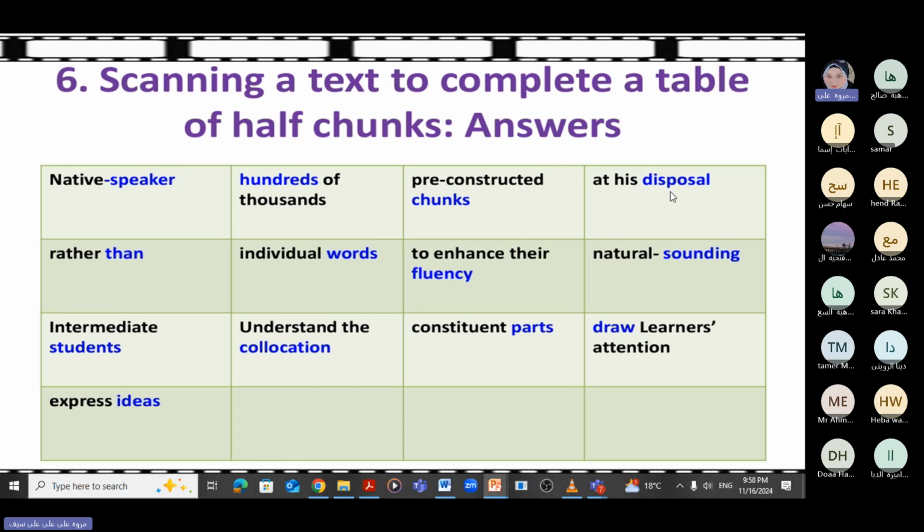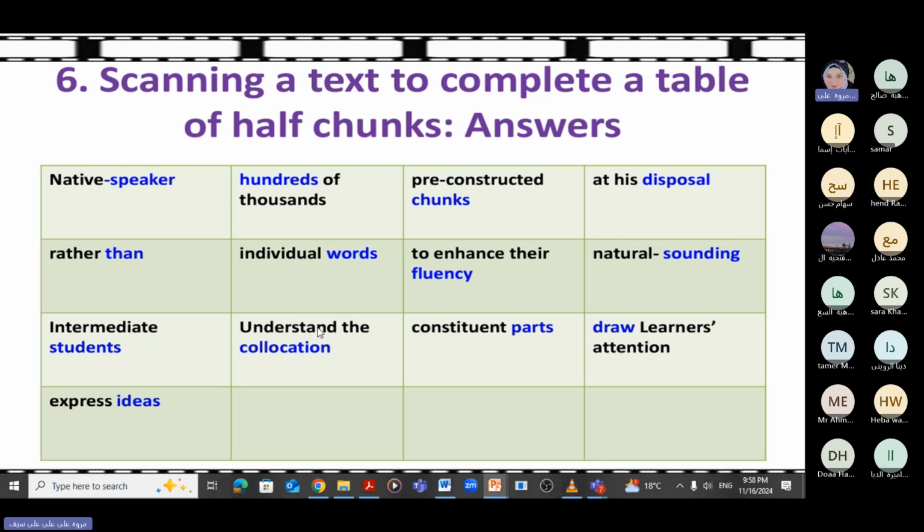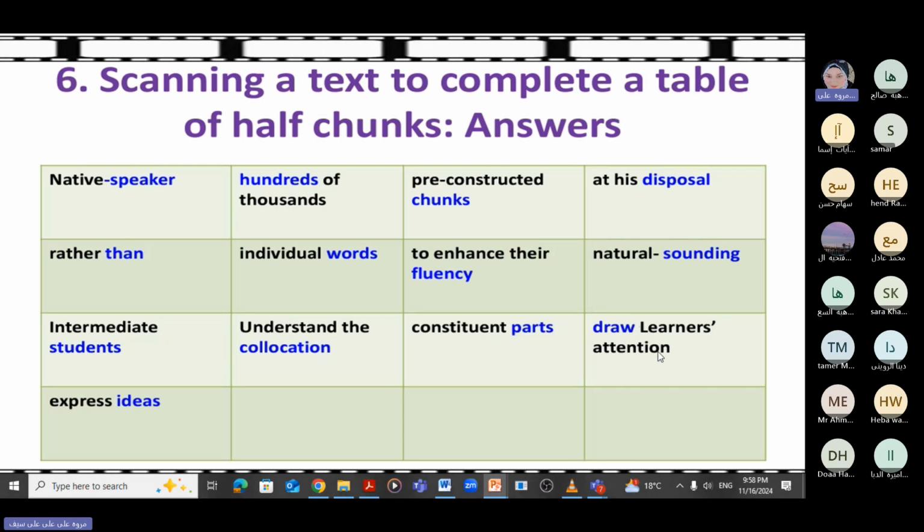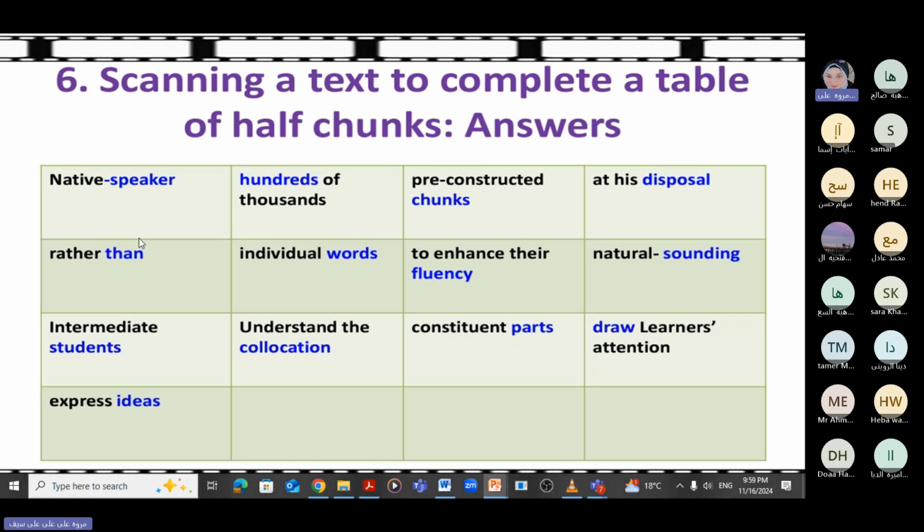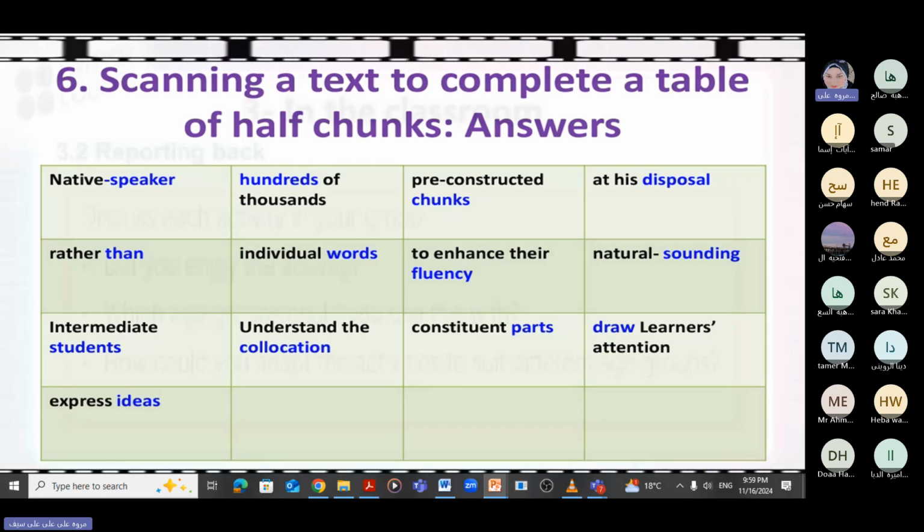At his disposal means تحت أمره, at his service anytime. Okay? And a lot of constituent parts, understand the collocation, express ideas, intermediate students, draw learners' attention to enhance their fluency, natural sounding. They sound natural means like this. Individual words rather than. So this is a kind of activity that we can do according to the lexical approach.